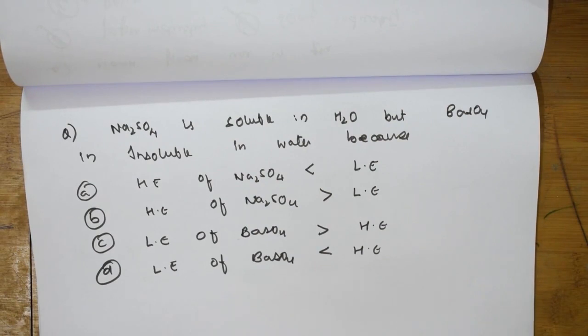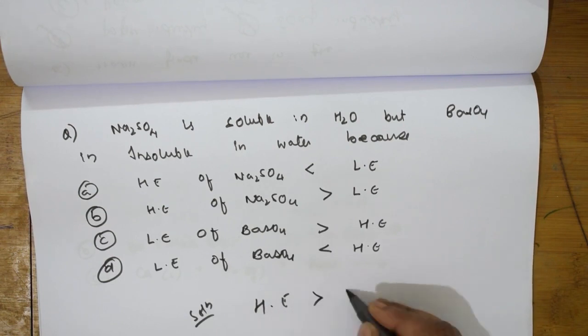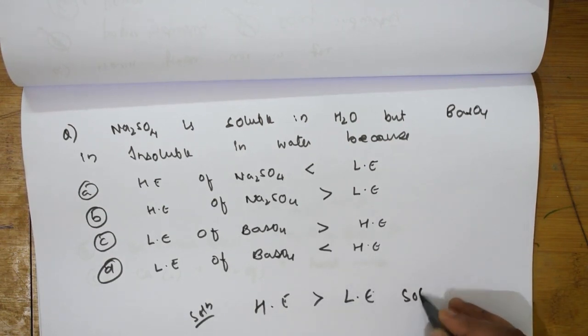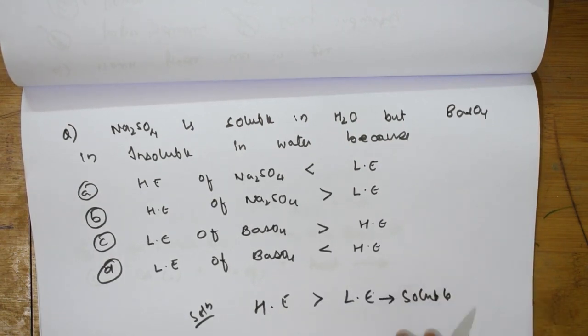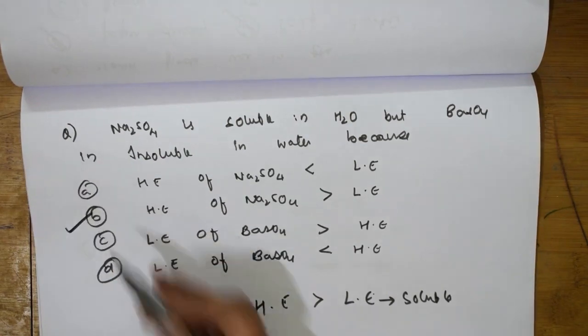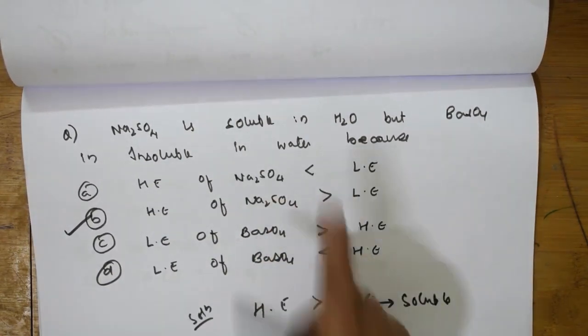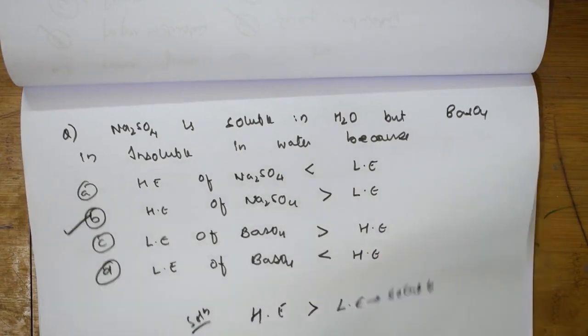Na2SO4 is soluble in water, but barium sulfate is insoluble. The same question repeated. So you should always remember the clue in this. Hydration enthalpy should be greater than lattice enthalpy for something to be soluble. According to this concept, I've already reasoned this question earlier, the correct answer is B, because when hydration enthalpy is greater than lattice enthalpy, then it is soluble. Fine. So that is the answer.